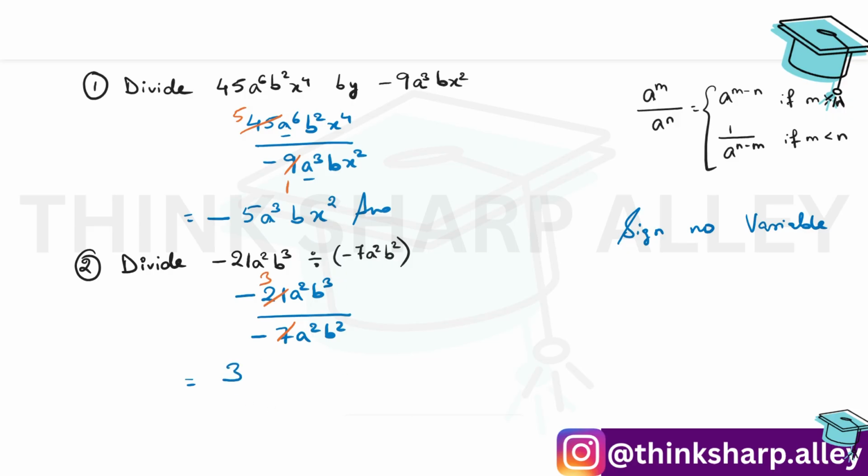And the variable a square and a square, since it is the same, it gets cancelled. B to the power 3 minus 2, so we subtract the power. So we are getting just b. So our answer over here is 3b. If your answer matches mine, great. Let's move on to our next part, that is division of a compound expression, that is polynomial by a monomial.